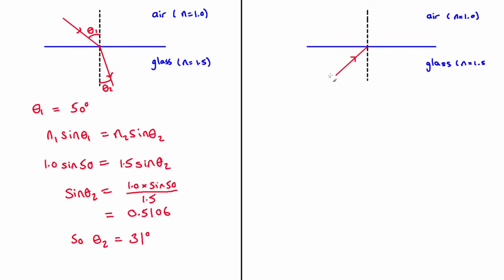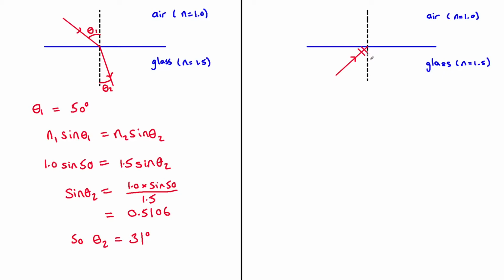What about if we have the other situation, where instead of having our ray of light moving from air into glass, it moves from glass to air? Well, this time we can see that the ray of light will be bent away from the normal. Again, if you imagine the light being made up of wavefronts here, this side of the wavefront will hit the air first and will speed up.